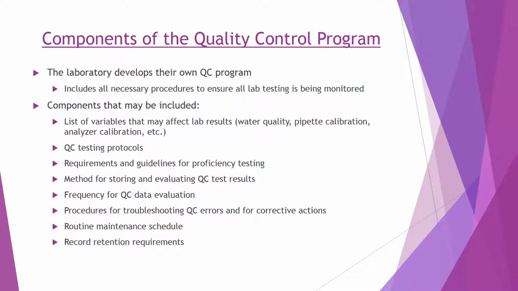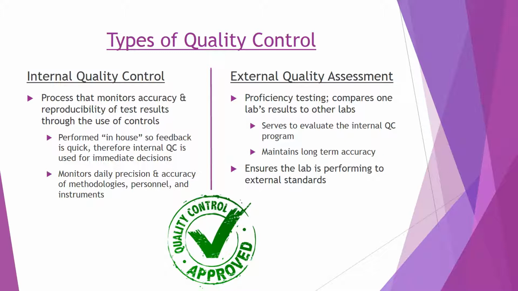So there are two major types of quality control, and that's the internal QC and the external quality assessment. Remember, CLIA requires clinical labs to implement both of these, so let's talk about those in a little bit more detail. Internal QC is a process that monitors accuracy and precision of test results through the use of controls. So as the name suggests, these are performed internally in the lab, and that allows for quick feedback, making this very useful for decisions that need to be made quickly. Now, this type of control is often run daily or sometimes more frequently than that, and it monitors daily precision and accuracy of methodologies, personnel, and instruments.